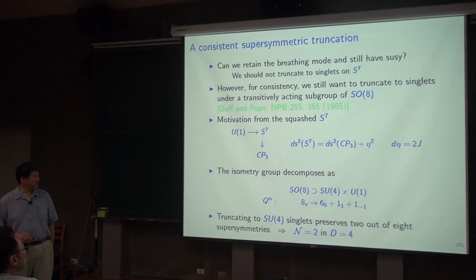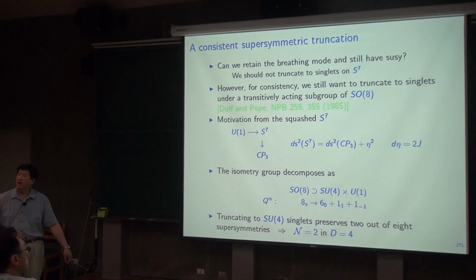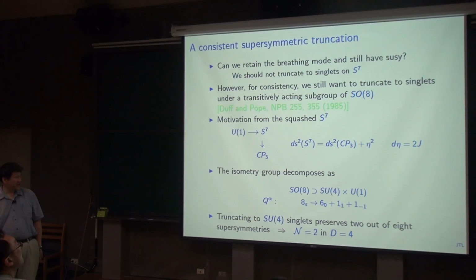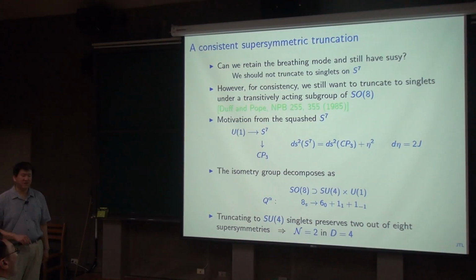There's lots of different ways to embed SO8. There's the so-called triality. But what I have in mind is to take the supercharges, which transform as a spinor of SO8, and they decompose as 6 plus 1 plus 1. So what I'm going to do is I want to truncate the singlets. If I truncate the singlets of SO8, I get rid of the spinor, I get rid of all my supercharges. It's a bosonic truncation. That's the breaking motion.